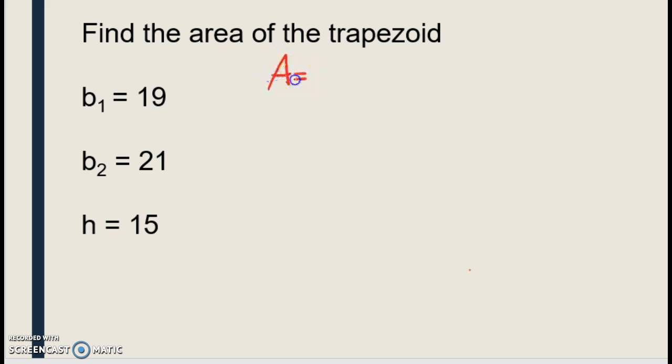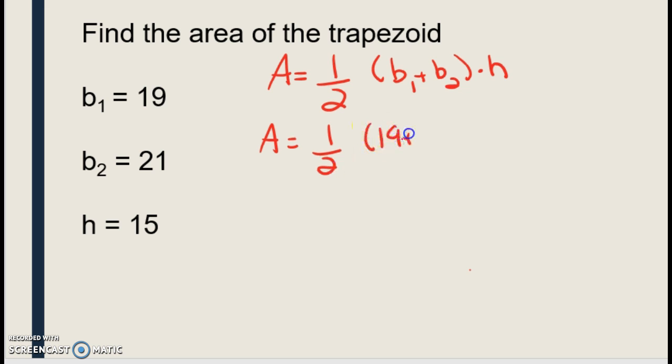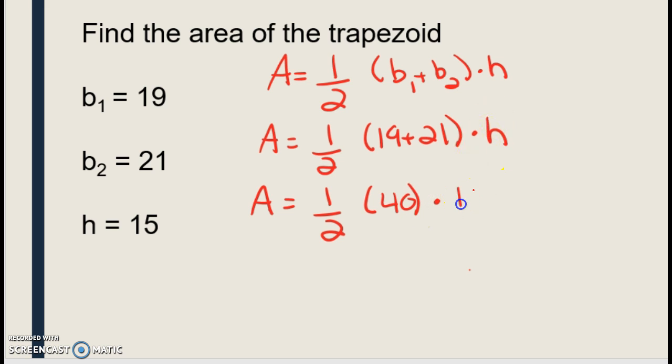So my formula is 1/2 (base 1 + base 2) times h. That's 1/2 (19 + 21) times h. So that's 1/2 of 19 plus 21, which is 40, times, I don't know why I didn't plug in for h. H is 15. So 1/2 of 40 is 20. So I have 20 times 15, and I believe that is going to be 300.